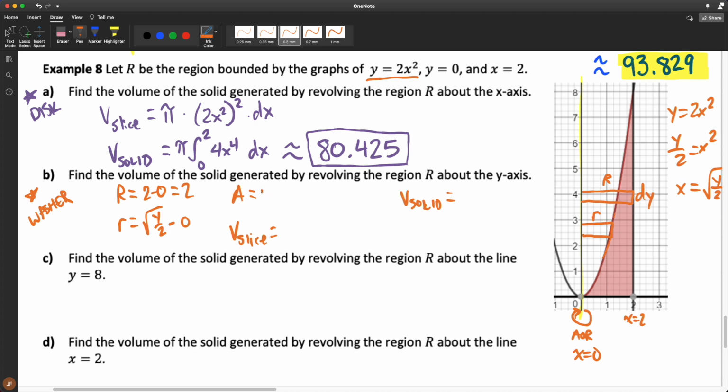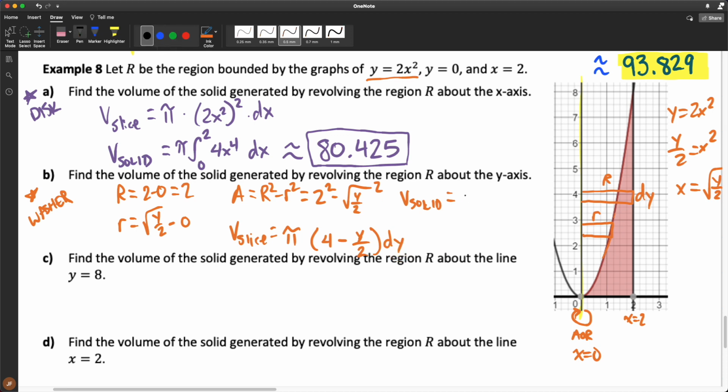Okay, so area is big R squared minus little r squared. And so 2 squared minus square root of y over 2 squared. So that's just going to give us y over 2. So when we find the volume of our slice, we've got pi times 2 squared, which is 4, minus the square root squared, which undoes each other. Boom. Times dy for our thickness.